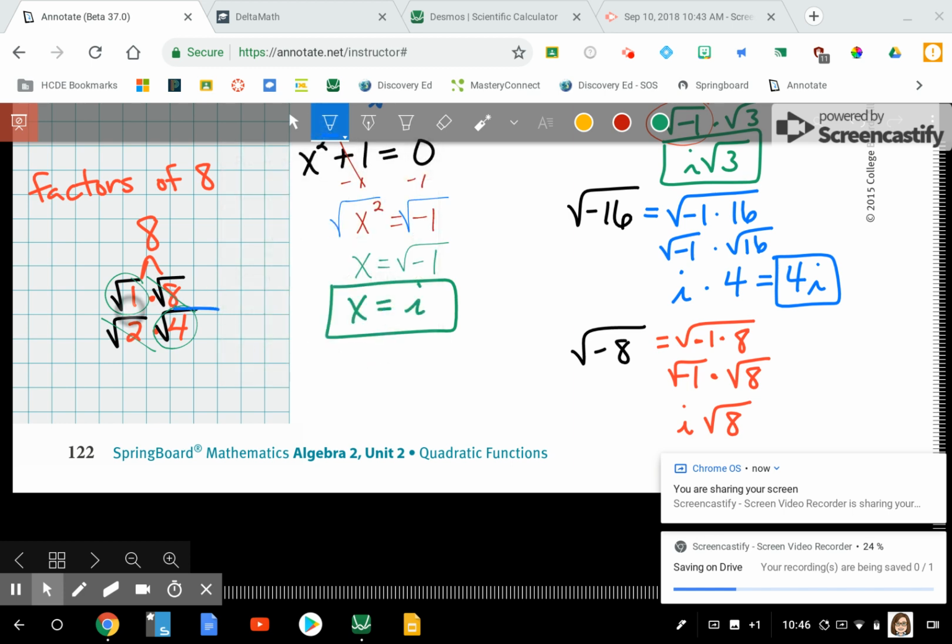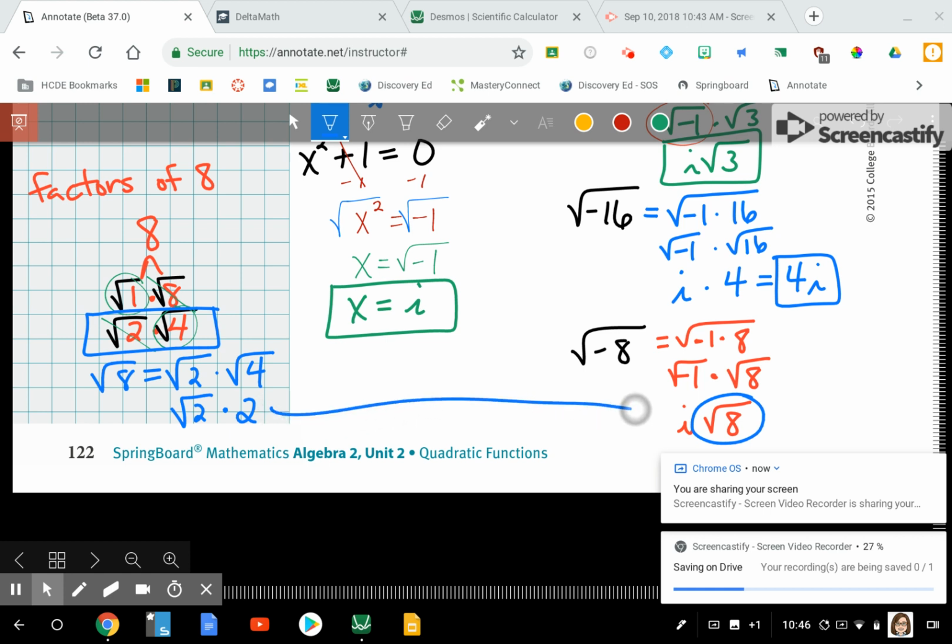Because 4 is the larger number, we're going to use these two as factors. So this square root of 8, we're going to rewrite as square root of 2 times square root of 4. Square root of 2, like we said earlier, is a decimal, so I'm just going to leave it as square root of 2. Square root of 4 we found to be 2. So bring this back over here.